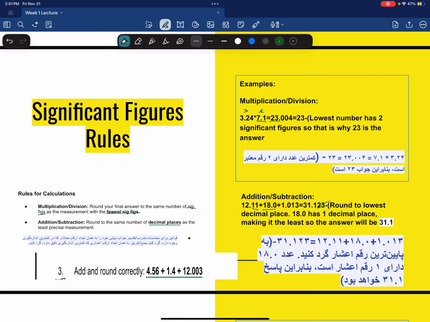The one that has the fewest number of decimal places is going to be 18.0 with only one decimal place. This one has two decimal places. This one has three decimal places. So our final answer should only have one decimal place as well, because that is going to be the fewest number of decimal places when it comes to our numbers that are calculated. So the final answer is going to be 31.1, matching 18.0 with one decimal place.